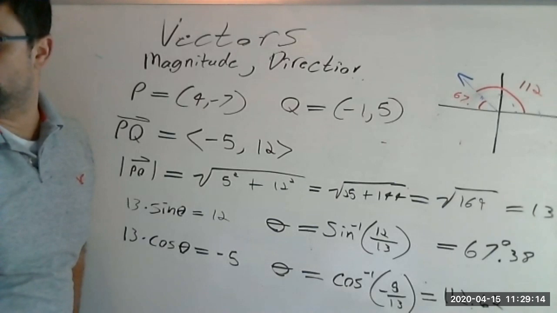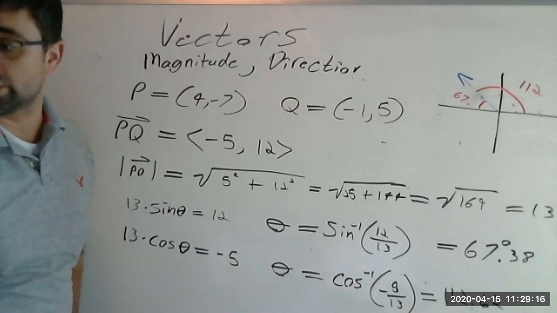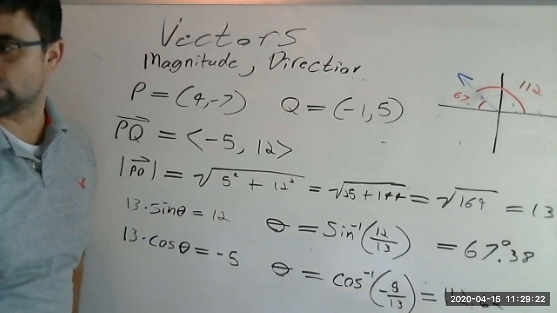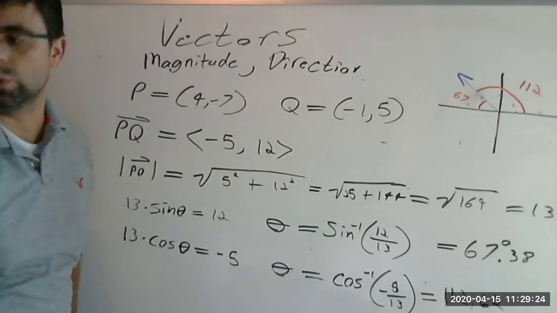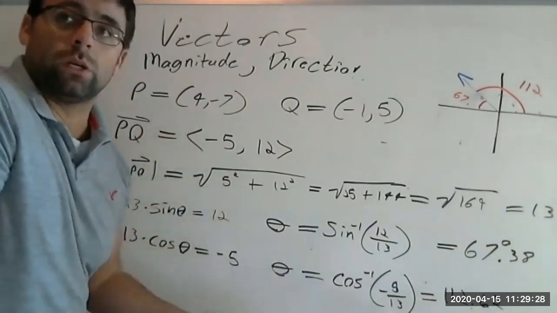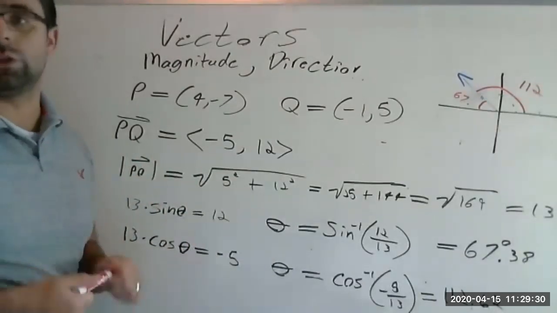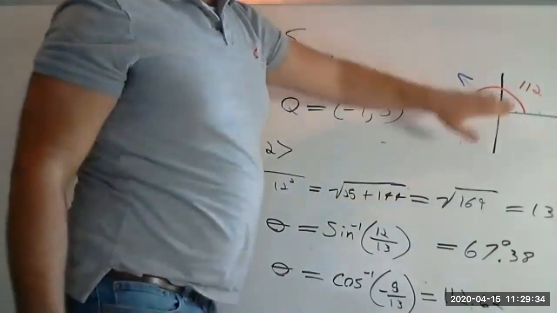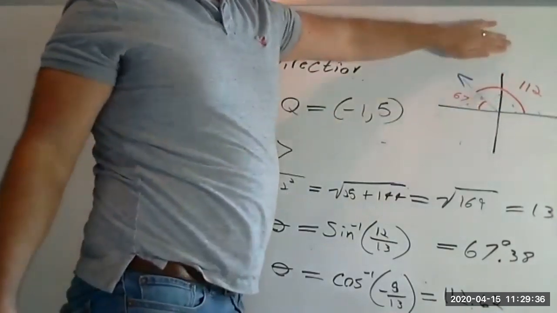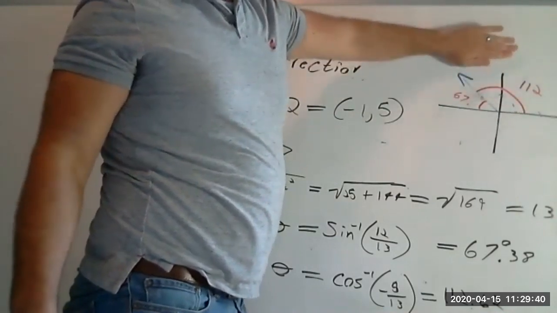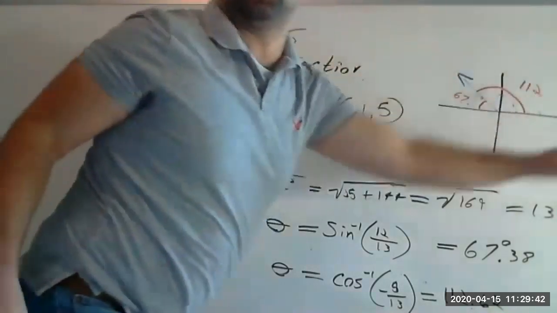So you have to think about what quadrant you are looking at. What quadrant tells you which one you need to look for, okay? So if you're up here, you should probably do sine. I'm sorry, if you're up here, you should do cosine. If you're over here, you should do sine.